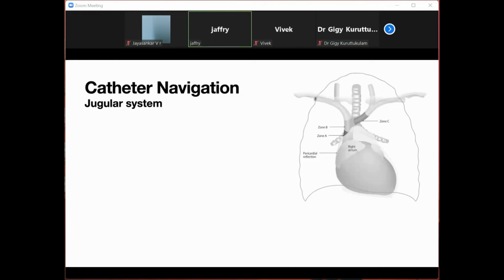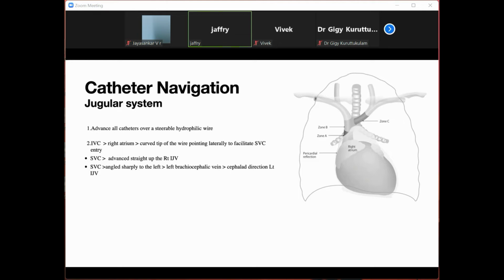So here we can see the rough anatomy of the atrium, inferior and superior vena cava and jugular veins. Here the wire will be a hydrophilic steerable wire. Once we go to the inferior vena cava, from there to the right atrium, then curve the tip of the wire pointing laterally. When we want to go into the superior vena cava, we have to change the tip of the wire towards lateral.